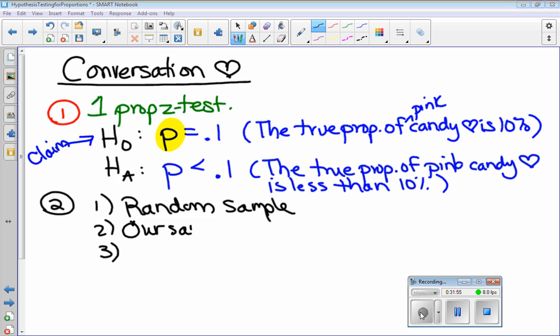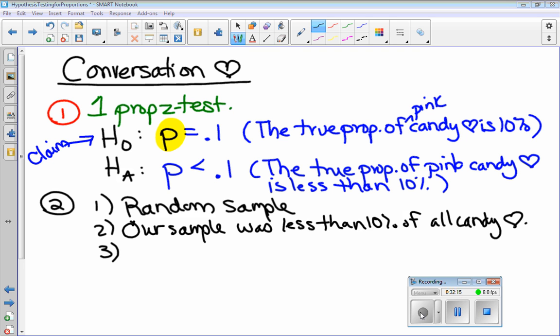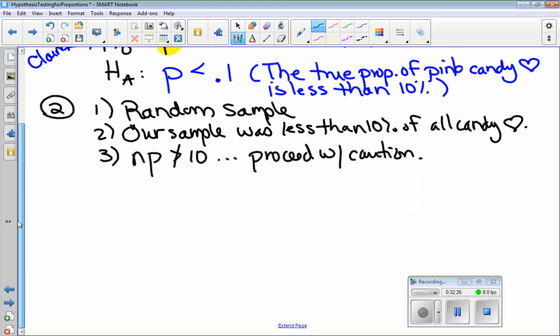Our sample was less than 10% of all candy hearts. Yeah, that was the issue. The np was not greater than 10, was it? Right? It wasn't big enough, so we said proceed with caution, right? Percent of all candy hearts. And then np was not greater than 10, so we had to proceed with caution. Again, I don't have those numbers, but you would put the numbers in, right? All right.